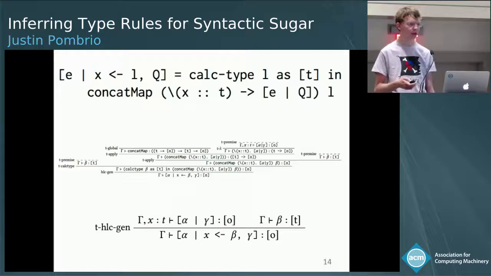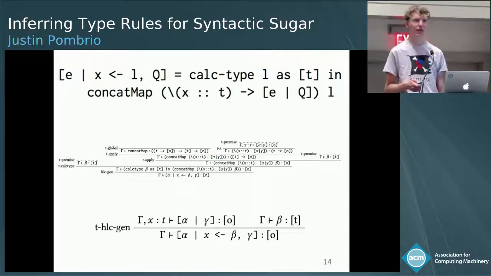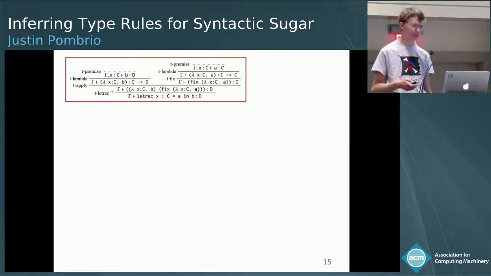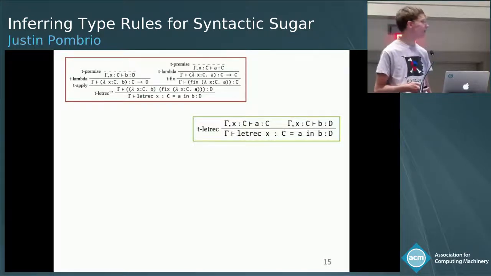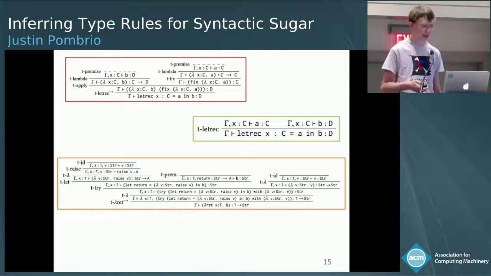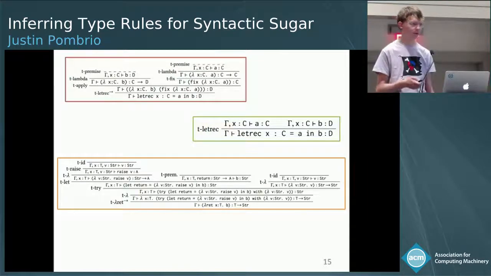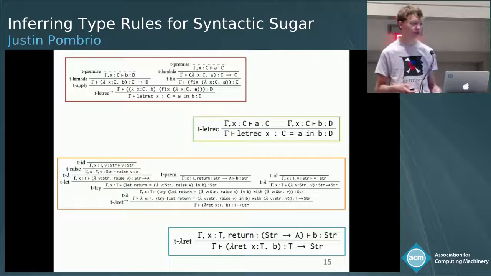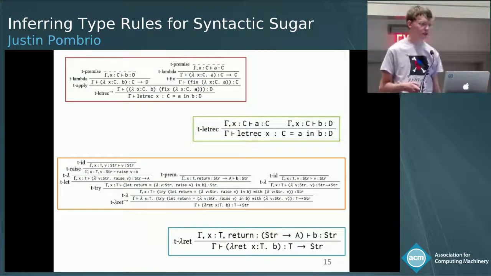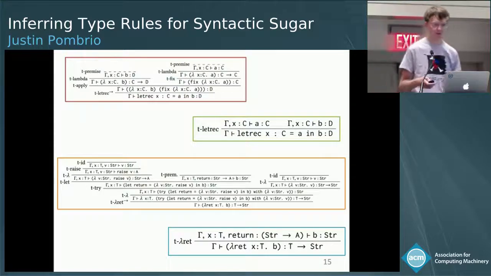Okay, so we implemented this in PLT Redex and tested it on a variety of languages, essentially from the first half of TAPL. Let me just briefly show a couple more examples. So this is a let rec defined in terms of fixed point and the derived type rule, or the resugared type rule. And this is the derivation for a lambda with early returns defined in terms of exceptions and the inferred type rule.